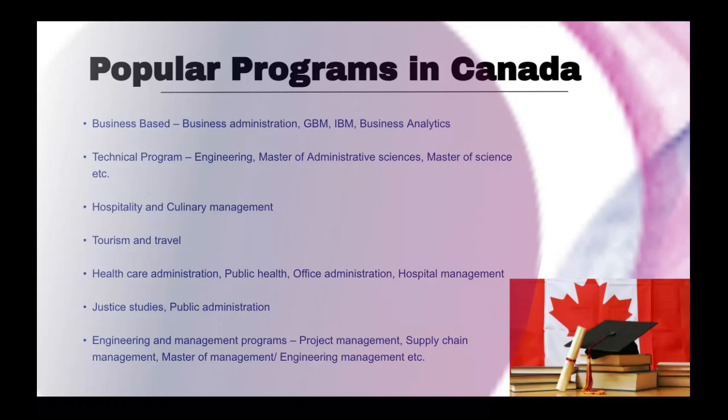Now let's talk about some popular programs in Canada. So as we were discussing various types of programs, these are some popular domains in Canada where a student can find a suitable program very easily. So we have all the business-based programs: business administration, global business, international business, business analytics. Apart from this, we also have specialized programs in the business domain such as supply chain management, human resource management, accounting, financial planning, etc. When we talk about technical programs, students get the opportunity to apply under various degrees and certificate programs of engineering, administrative sciences, and degree programs based in science.